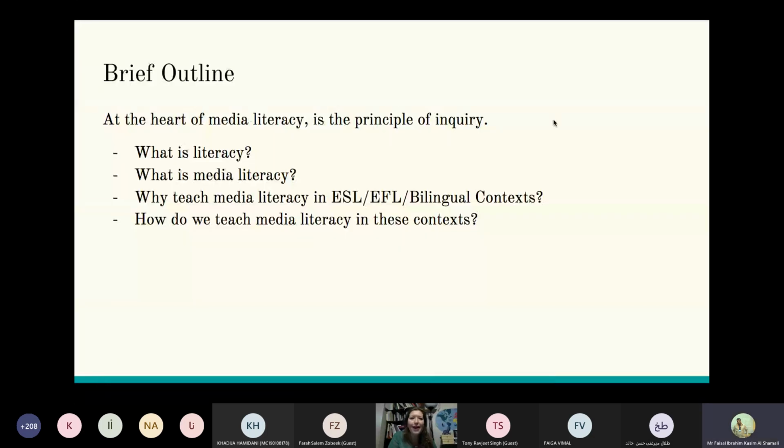So what I'm going to be talking about is I'll be discussing the heart of media literacy as a principle of inquiry. I'll be delving into what literacy is, what media literacy is, why teach media literacy, and of course, how do we teach media literacy in these contexts.